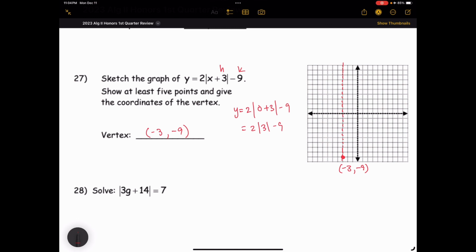Absolute value of 3. So the absolute value takes whatever value that's inside of the bars and makes it positive. So 2 times positive 3 is going to be 6 minus 9. And that's going to be negative 3. So when x is 0, y is negative 3. We can reflect that across the axis of symmetry.